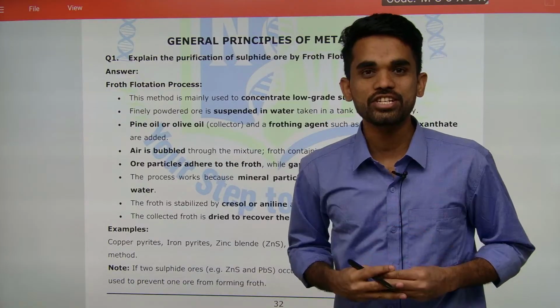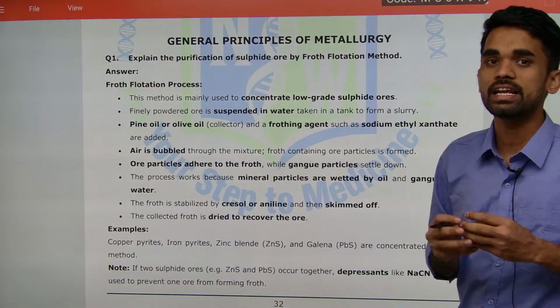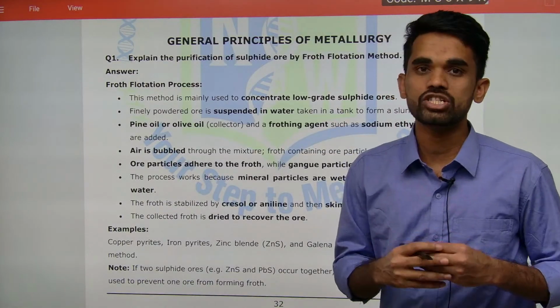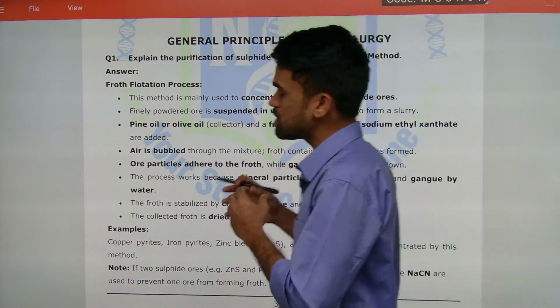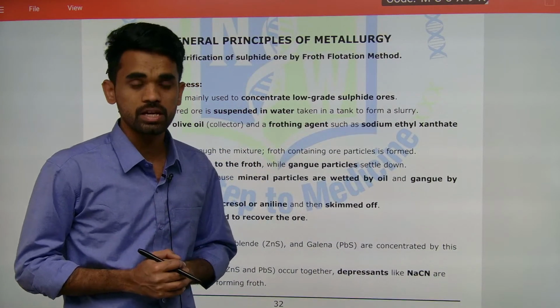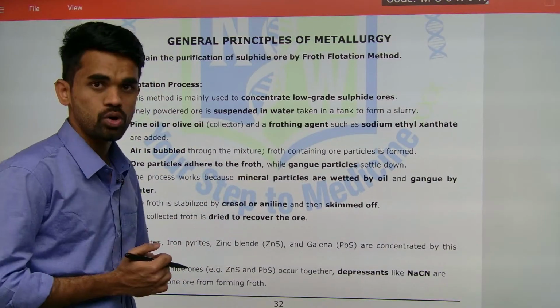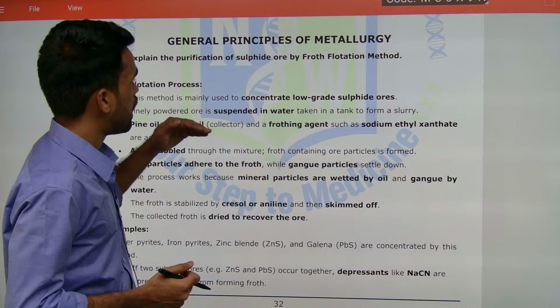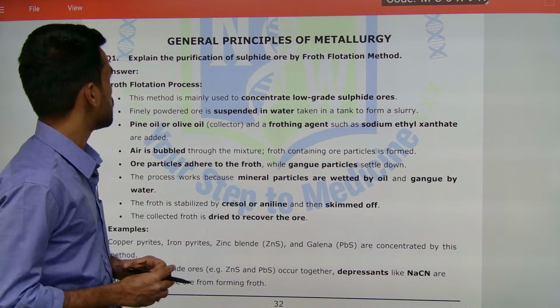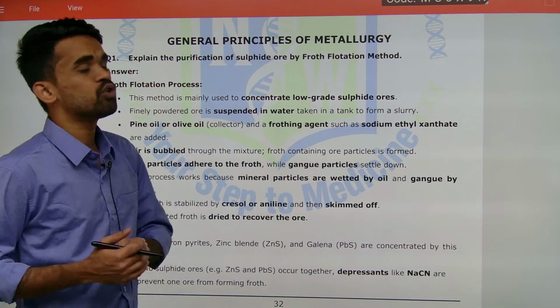So today in this session we will be discussing the IPE questions related to second year metallurgy. From this chapter, General Principles of Metallurgy, we can expect 4 marks questions in your IPE final exam. Let us see what questions they are going to ask, along with their answer explanation. The first question says, explain the purification of sulfide ore by froth flotation.